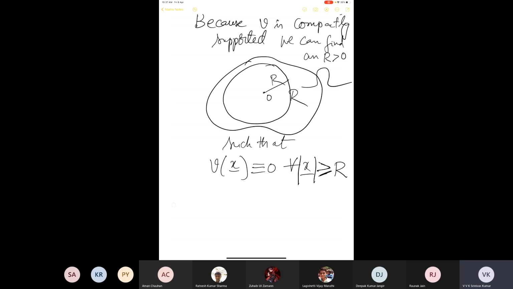So this ball is called B R of 0, the ball centered at the origin with radius R. So the domain is this thing. Now let me call this omega, and take omega as B R.